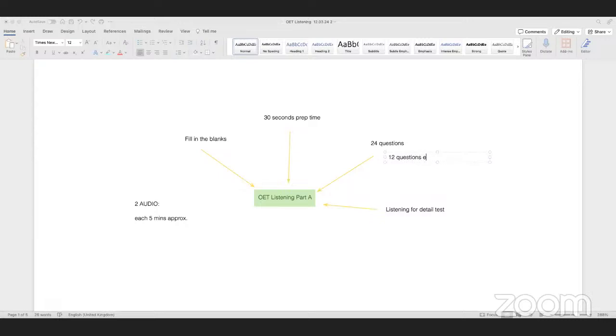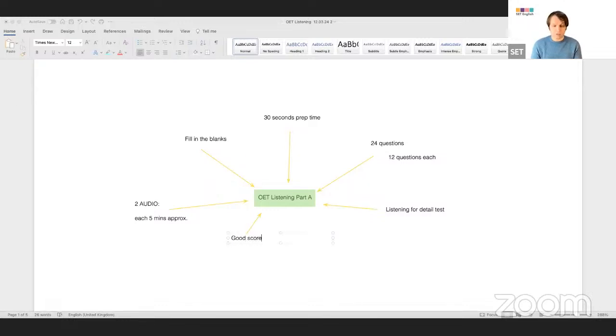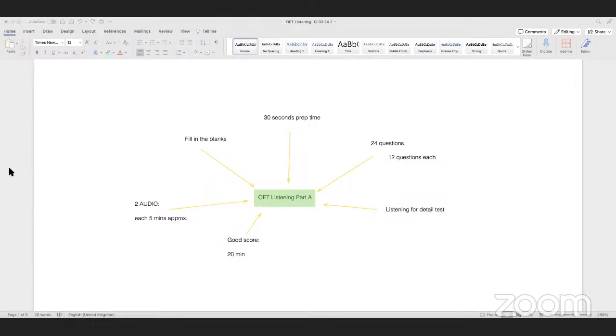Let's think about something like a good score. What is a good score? Amajan, for you, this would be a good question for you. What are you aiming to get here? I'm aiming to get at least 20. 20 minimum. And are you able to do that now? Yes, I am able to get 20 easily.